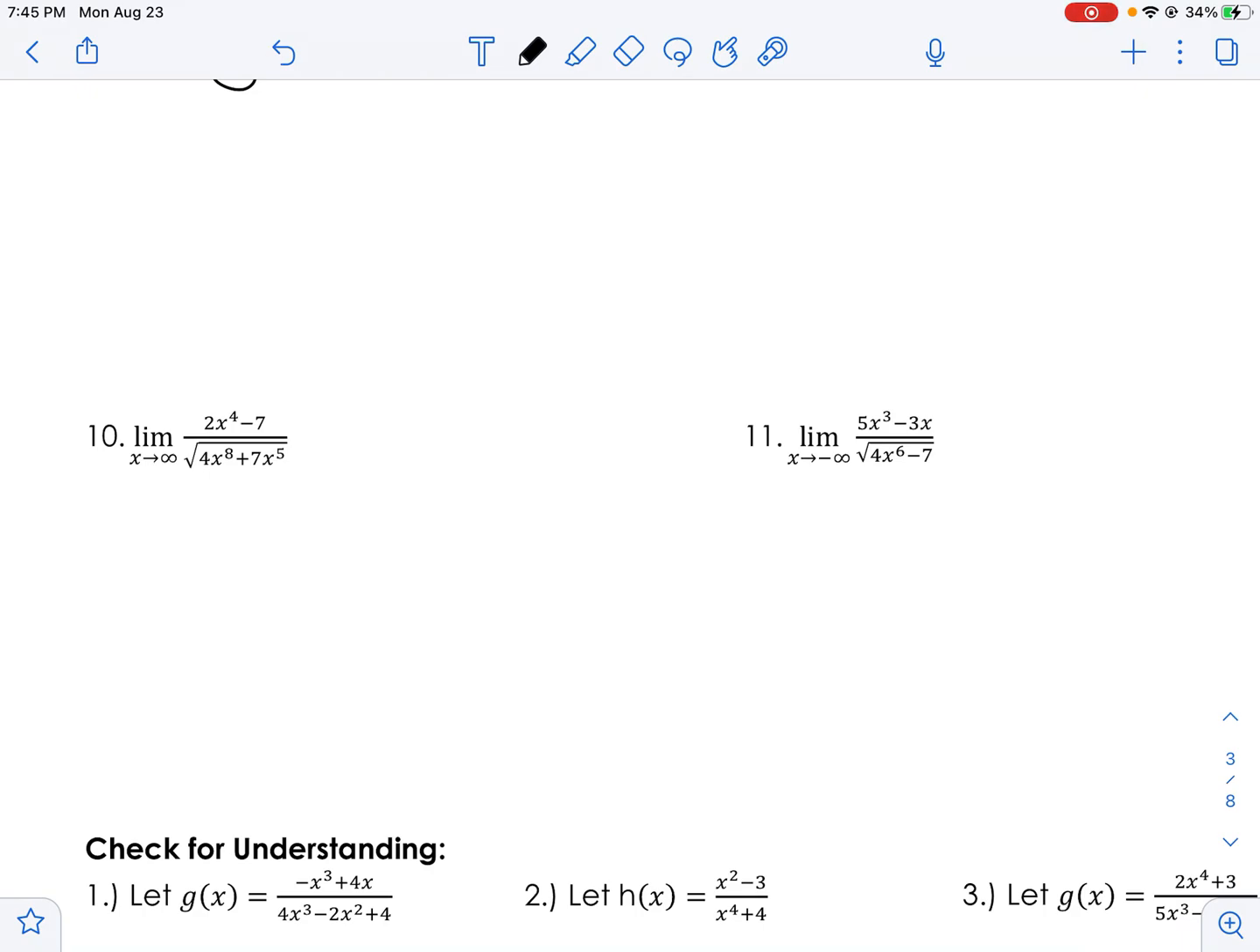Looking at number 10, I have 2x to the 4th on top, and what I have to remember to do is take the square root of 4x to the 8th, and I get 2x to the 4th. Although I'm not really taking the square root, that's just our quick way of doing it. I notice that my exponents are the same. So when the exponents are the same, we divide the coefficients. So I'm going to take 2 divided by 2, and I get 1.